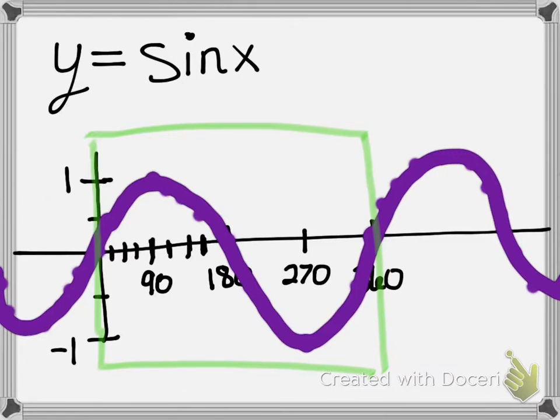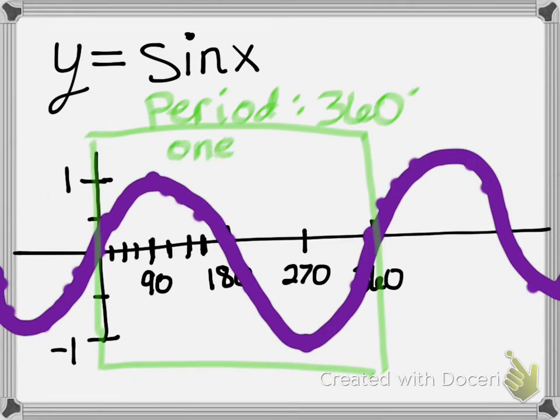And this portion is called a period, which for sine is going to be 360 degrees total. We can also call it one cycle before it repeats again. This is what happens. This is one period for y equals sine of x.